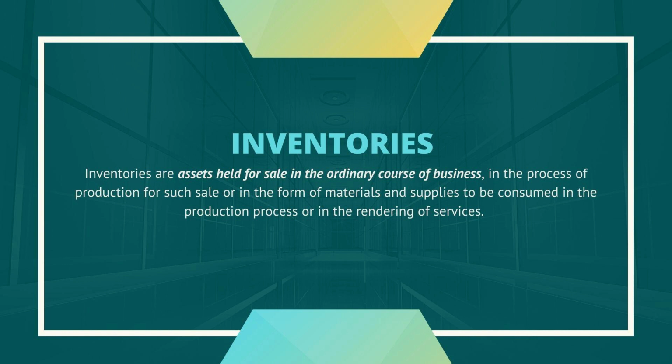So first thing is we define inventories. Inventories are assets held for sale in the ordinary course of business and in the process of production for such sales, or in the form of materials and supplies to be consumed in the production process or in rendering of services. So it is ordinary course of business. So what is ordinary course of business? This refers to the necessary, normal, or unusual business activities of an entity.